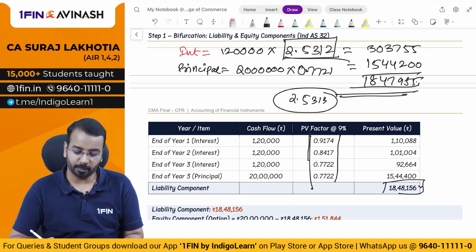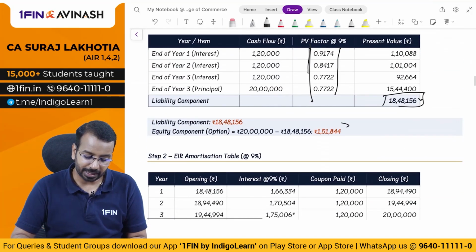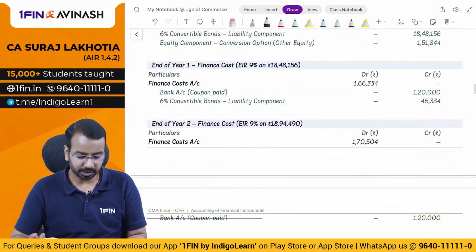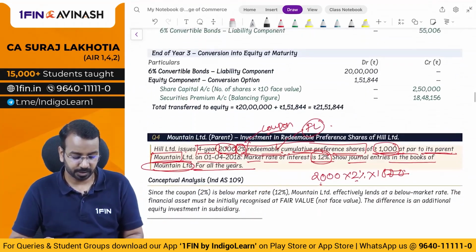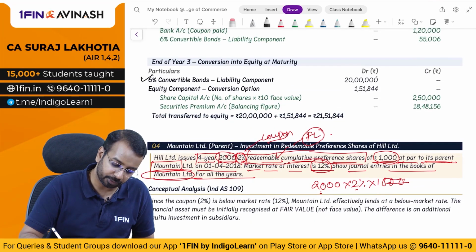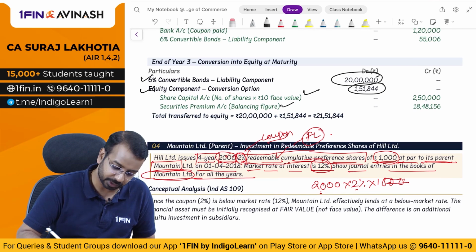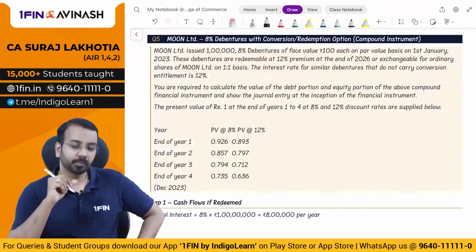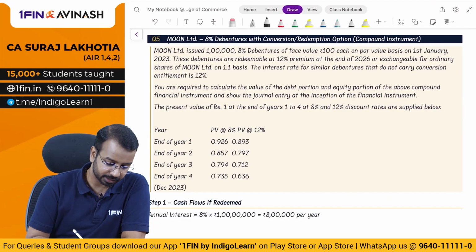After this, the balance amount is equity. Prepare the table using the liability, and the remaining things you can pass. Here again, convertible bond 20 lakhs, equity component 151, to share capital and to securities premium. Entire amount you have to consider. Alright. Now the next one, again the same concept.